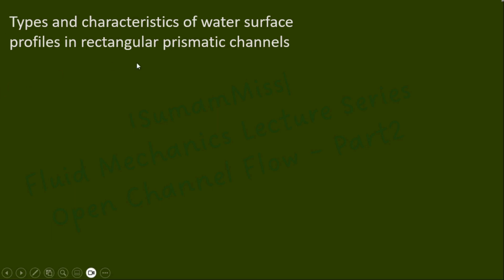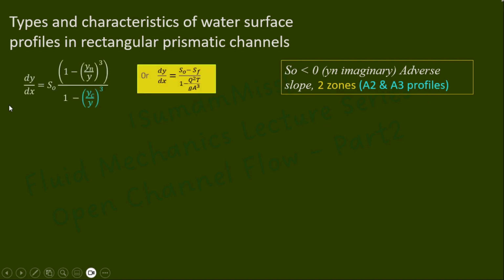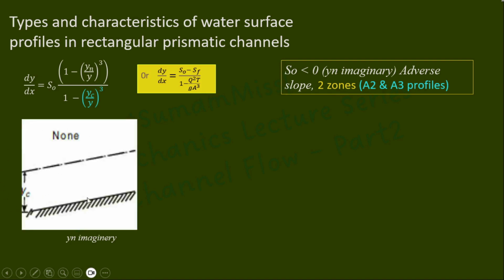Now let us discuss the adverse slopes. For adverse slopes, bed slope is increasing in the direction of the flow. Since yn is imaginary, zone 1 is absent, only zone 2 and 3 are available. That means A2 and A3 profiles are available. dy/dx equals (S0 minus SF) divided by (1 minus Q squared T by g A cubed). In the first case, yn is imaginary, so no profiles are available. That means A1 is totally absent.